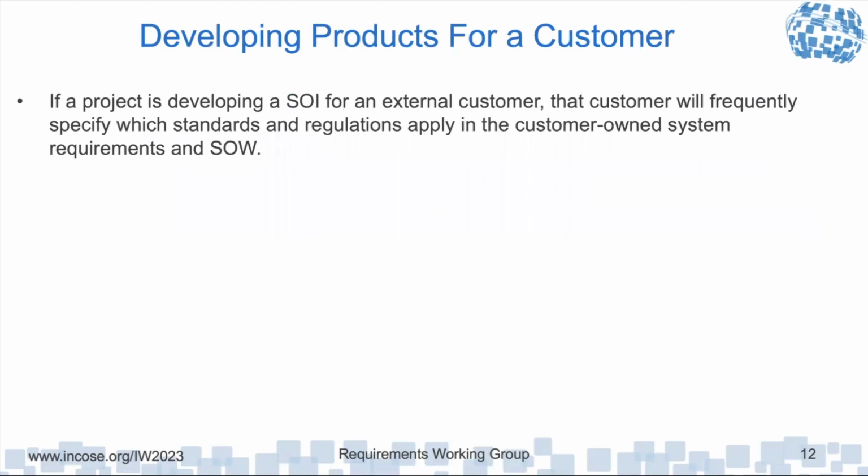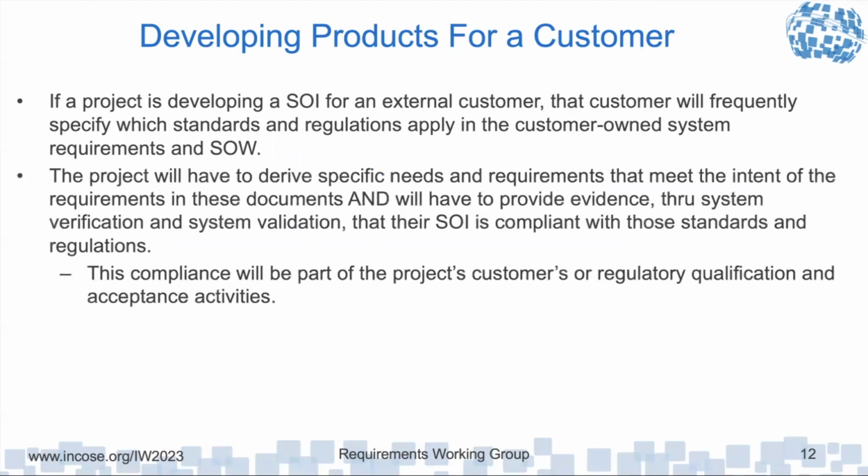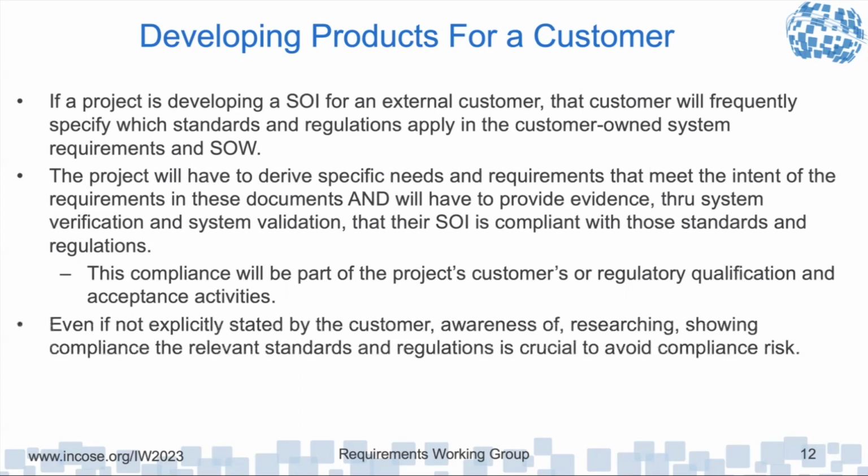And then we have the case where we're developing products for a customer. The customer is frequently going to specify standards and regulations that apply to their systems, and they should be communicated within the statement of work. The project then has to derive specific needs and requirements that meet the intent of the requirements in the customer documents, and they have to provide evidence through system verification and validation that they're compliant to the customer's standards and regulations. This compliance will be part of the customer's regulatory qualification and acceptance activities.